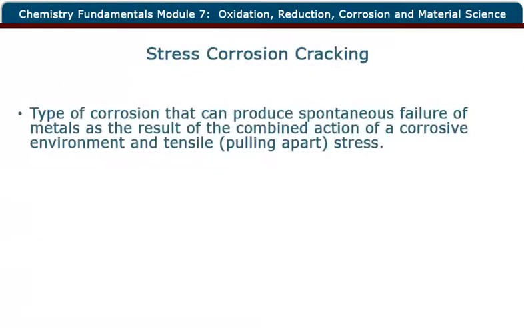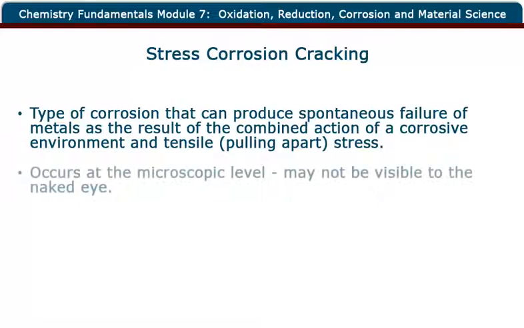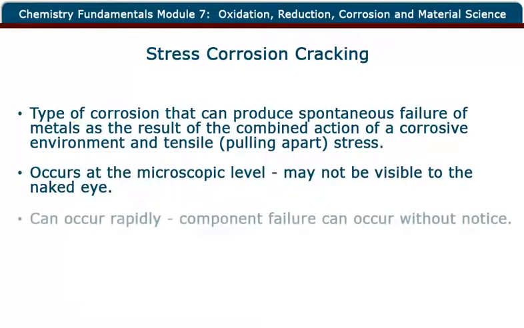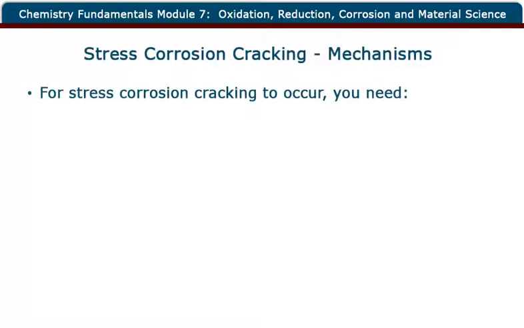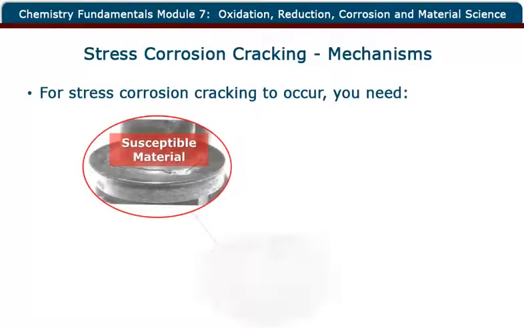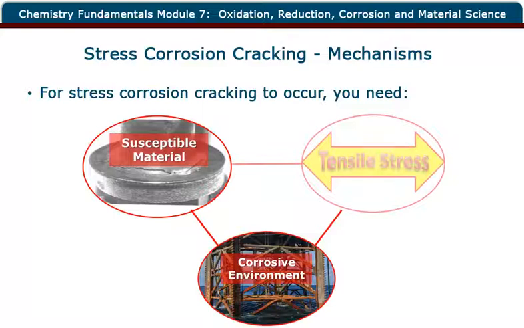Stress corrosion cracking is a type of corrosion that can produce spontaneous failure of metals as the result of the combined action of a corrosive environment and tensile, pulling apart, stress. This type of corrosion occurs at the microscopic level and may or may not be visible to the naked eye. Stress corrosion cracking can occur rapidly and component failure can occur without notice. For stress corrosion cracking to occur, you need to have a susceptible material, a corrosive environment, and tensile stress.